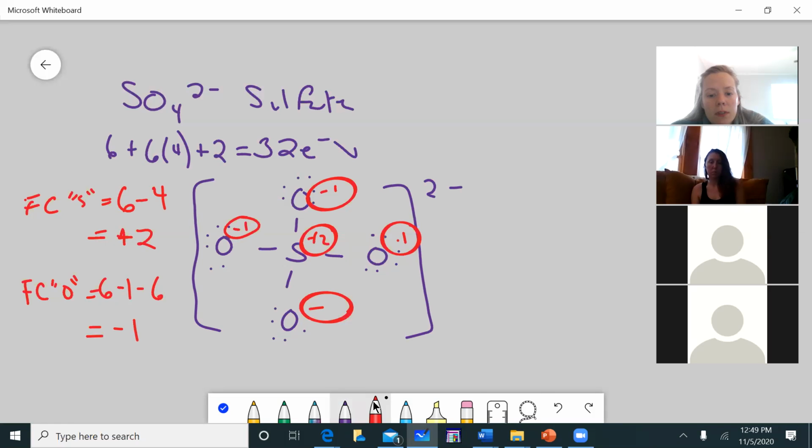One way you can check to see if you did these right is to add up your formal charges and make sure they equal the total charge. So in this case, we have a +2, and with all of those negatives, we have a -4. So we end up with a -2. So we have in fact done the correct formal charge.